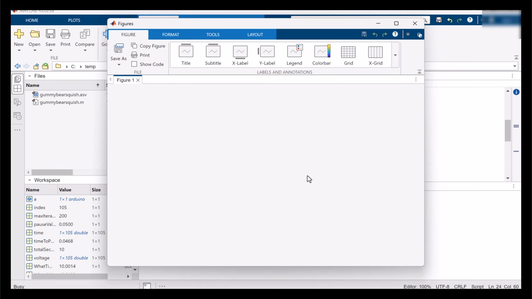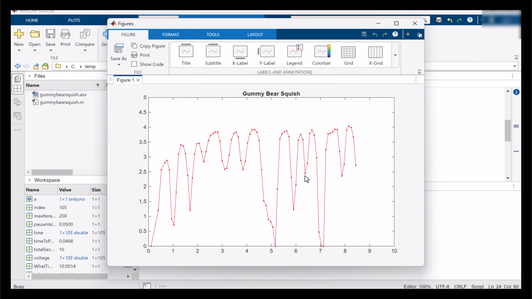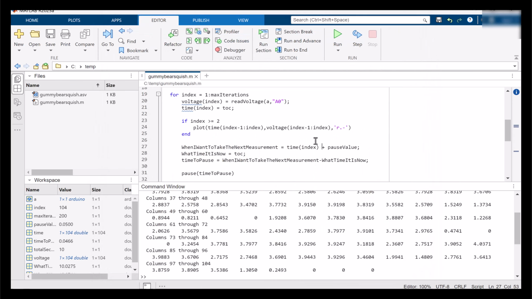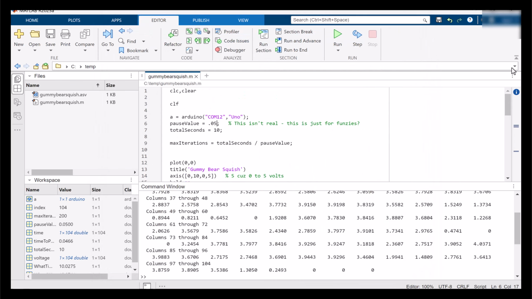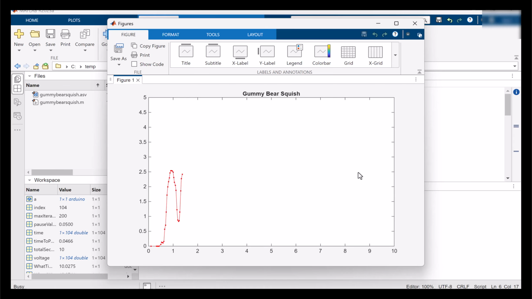I think it's prettier. Look at my little squishy gummy bear. Squish, squish, squish. Fantastic. Okay. Actually, I liked it whenever we took the measurements more often, so I'm just going to change that value back down to 0.01, and I think I'll get a smoother graph.